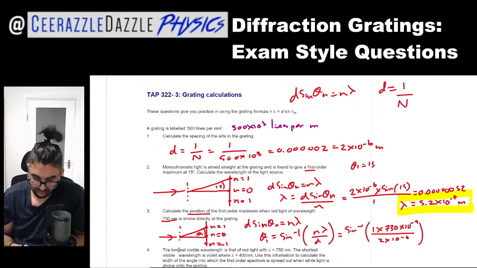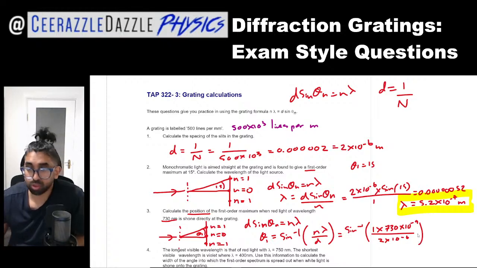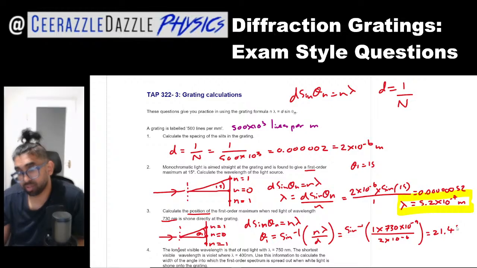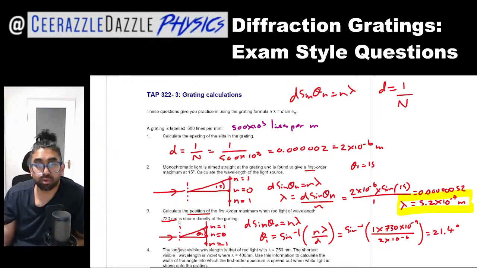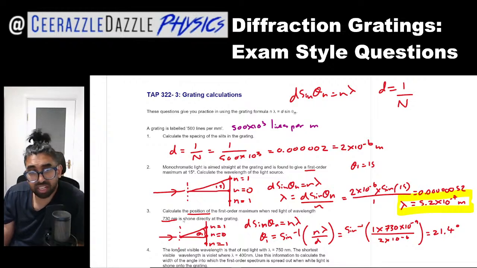Okay, into a calculator, 730 times 10 to the minus 9, divided by 2 times 10 to the minus 6. Good. Sine inverse the answer. It's equal to 21.4 degrees. That's the angle at which you'd see that first order if you shine the red light of wavelength 730 nanometers onto it.